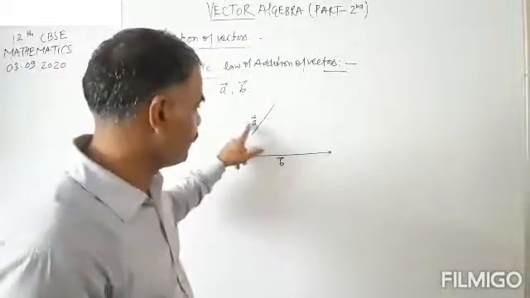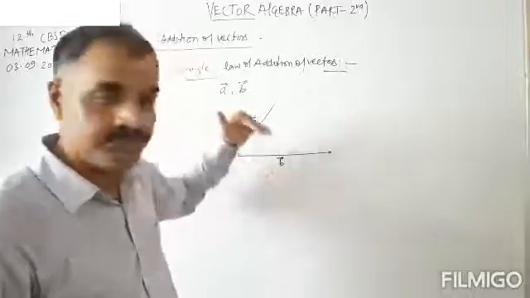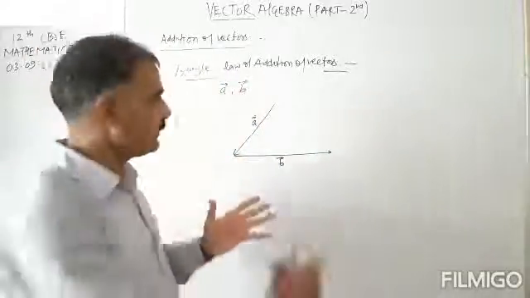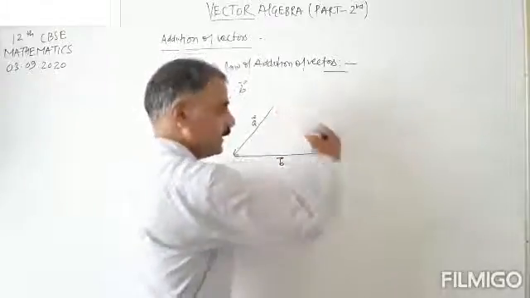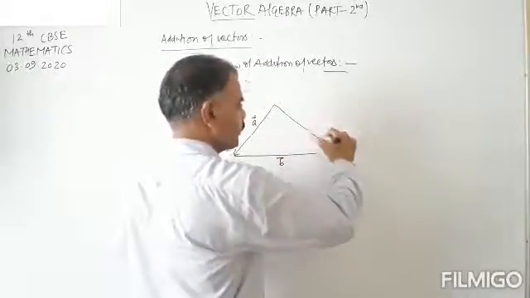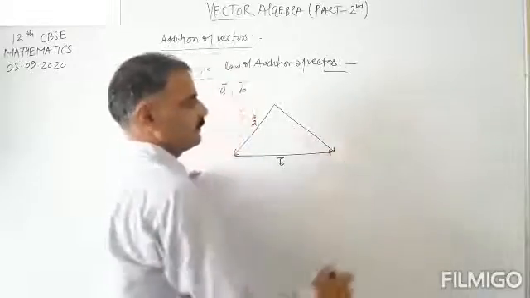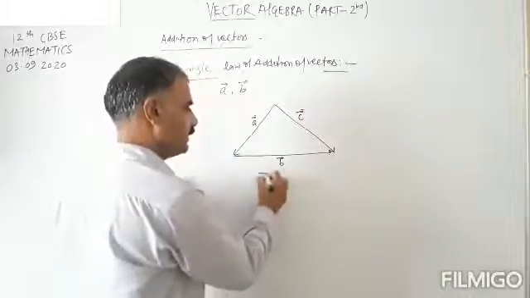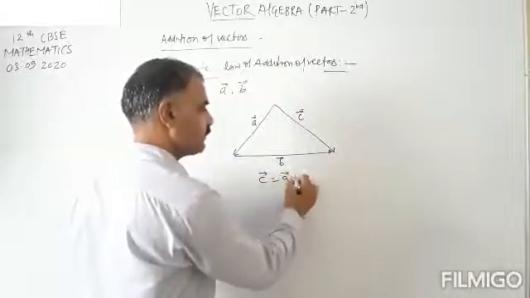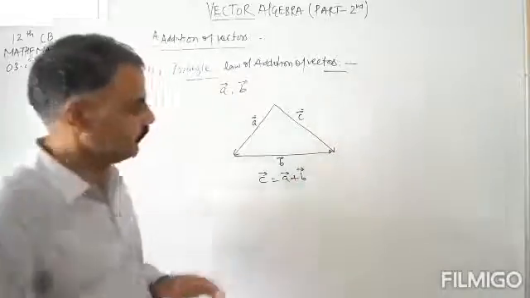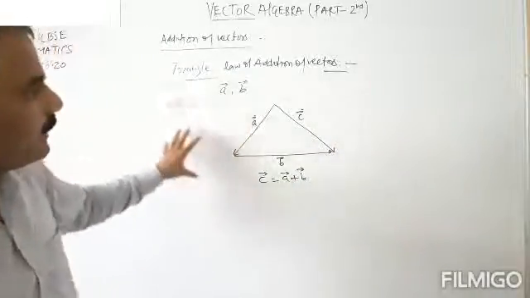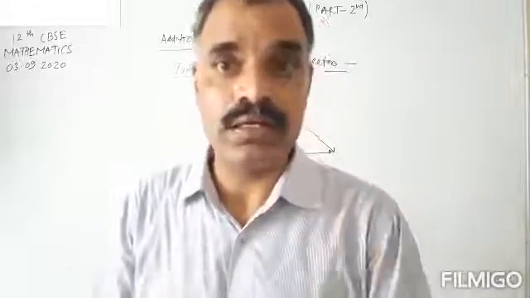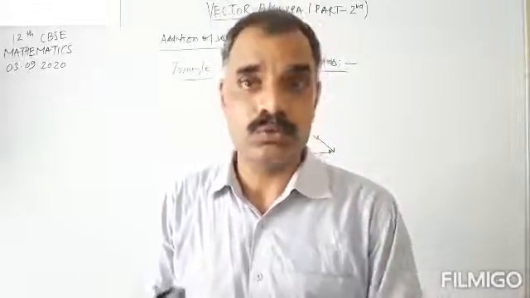Then their sum, means A vector plus B vector, is represented by the third side. That is this, taken in reverse order, means in this direction. So this is the C vector. So C vector is equal to A vector plus B vector. So these are the two laws, parallelogram law and triangle law of addition of two vectors.